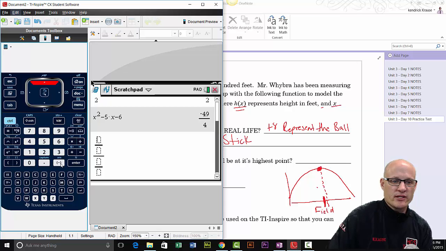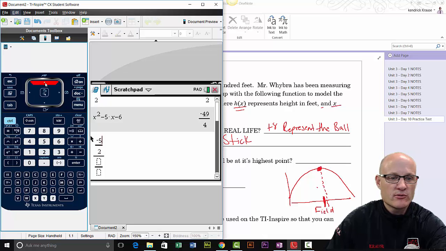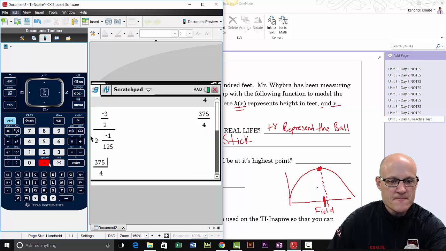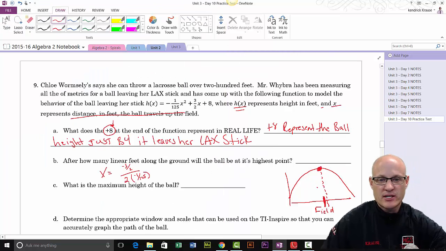So negative b is negative 5 over 2. Oh, negative 3 over 2. Sorry, forgot what I was doing. Negative 3 over 2. And on this one, it's 2 times negative 1 over 125. And I get whatever that is. So I type that up, hit that, get a decimal in there. I mean, I could write 375 over 4, but 93.75 makes more sense.